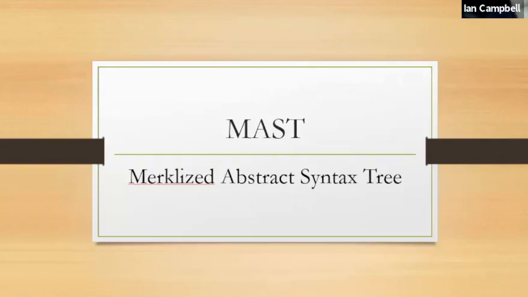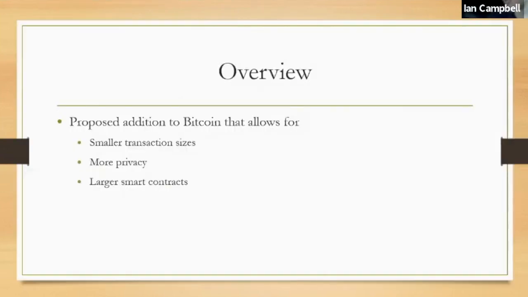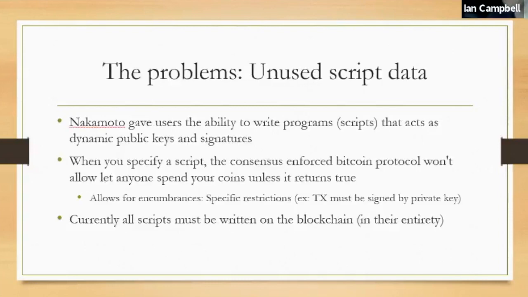We're going to be going over MAST, which stands for Merkleized Abstract Syntax Trees. This is a proposed addition to the Bitcoin protocol that basically allows for smaller transaction sizes, increased privacy, and larger smart contracts. So let's dive into the problem first.